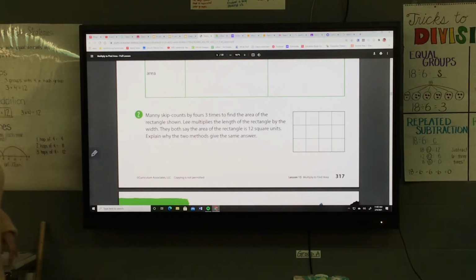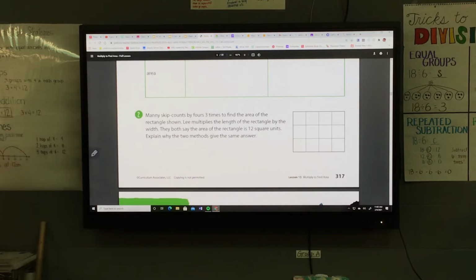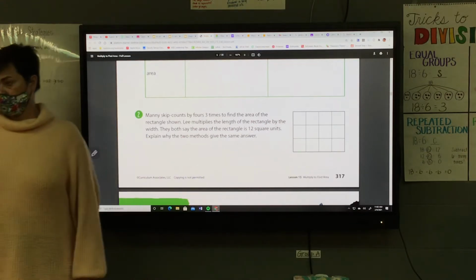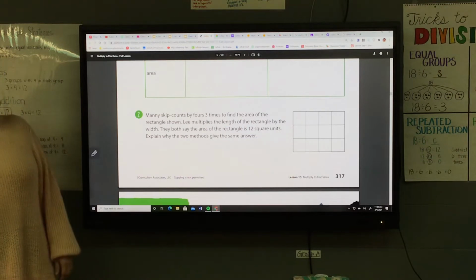Connor, why are they both right? Because you are skip counting 3 times, and when you skip count 3 times by 4, it's like saying 4 times 3, so it's basically the same.